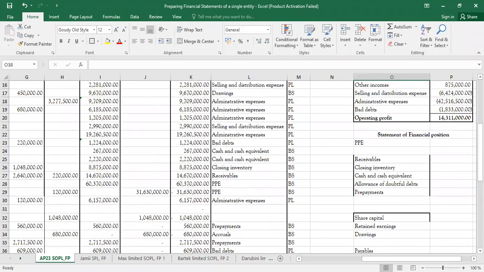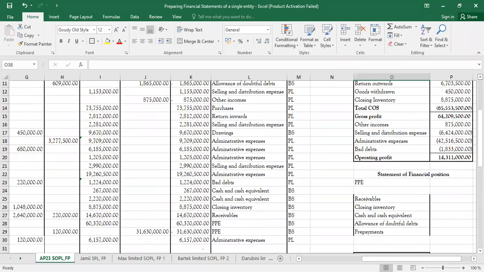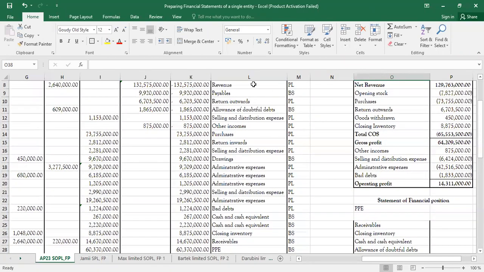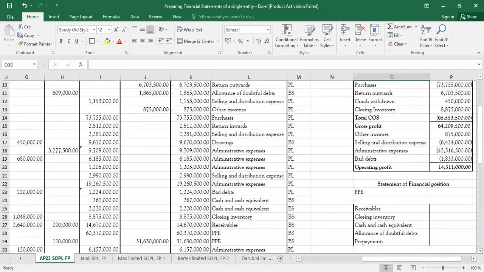Drawings, I've taken it, isn't it? Balance sheet drawings, I've taken it. Balance sheet allowance for doubtful debts, I've taken it. Payables, I've taken it. Share capital, I've taken it, isn't it? It looks like we've taken everything.